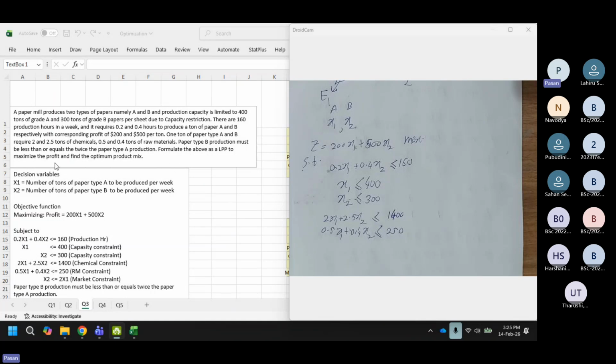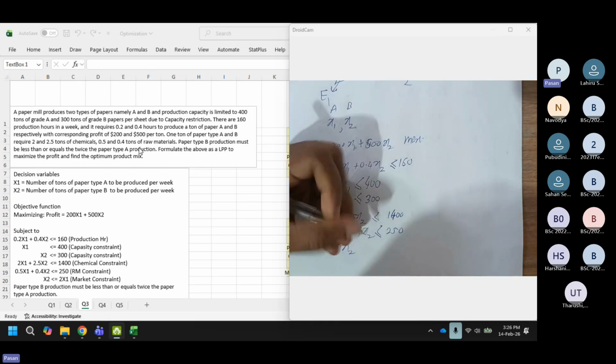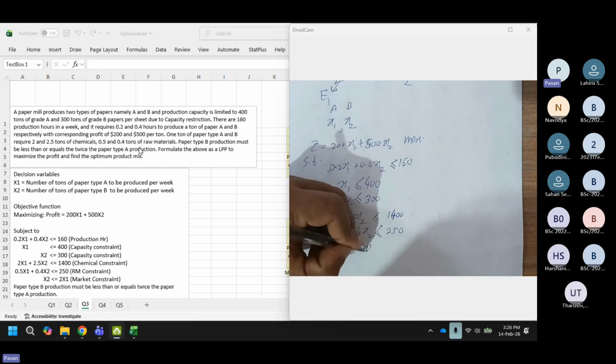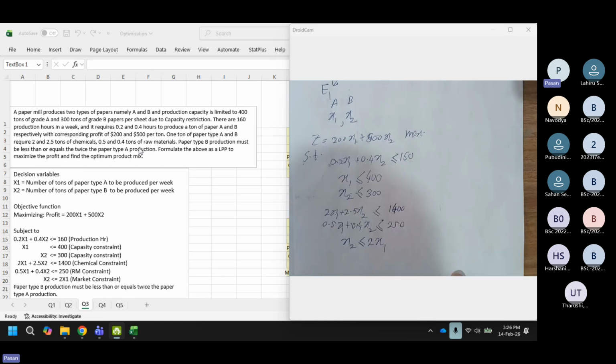And then in terms of the additional constraint that we have, the type B production must be less than or equal to twice the type A. So therefore we can identify that x2 has to be less than or equal to 2 times x1. So that's the additional restriction we can have.